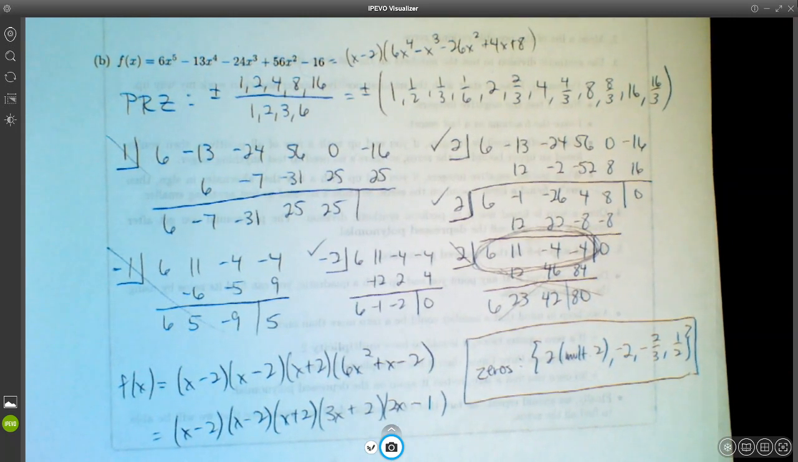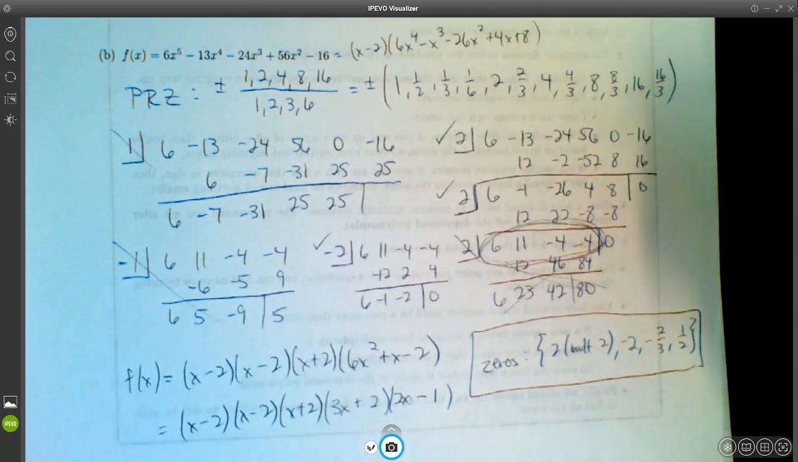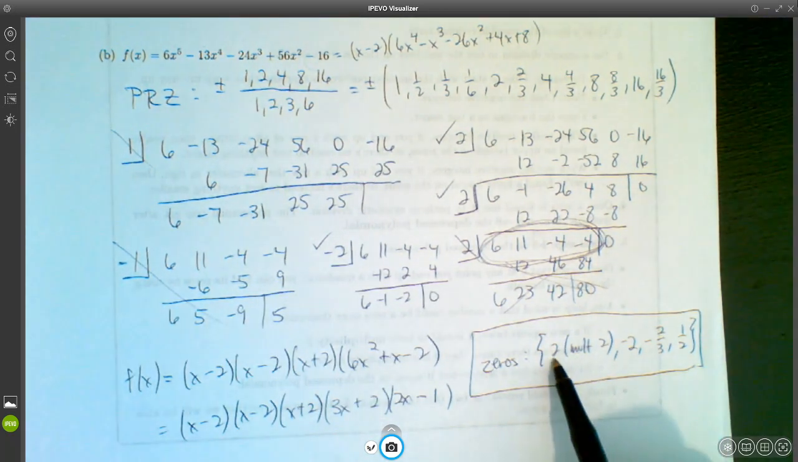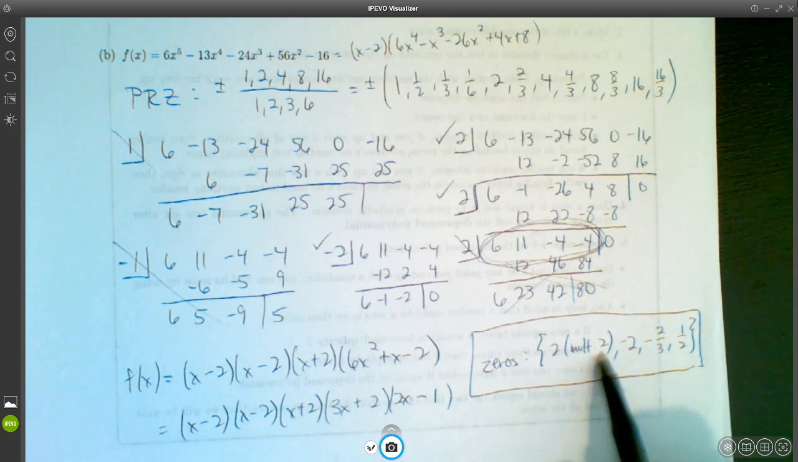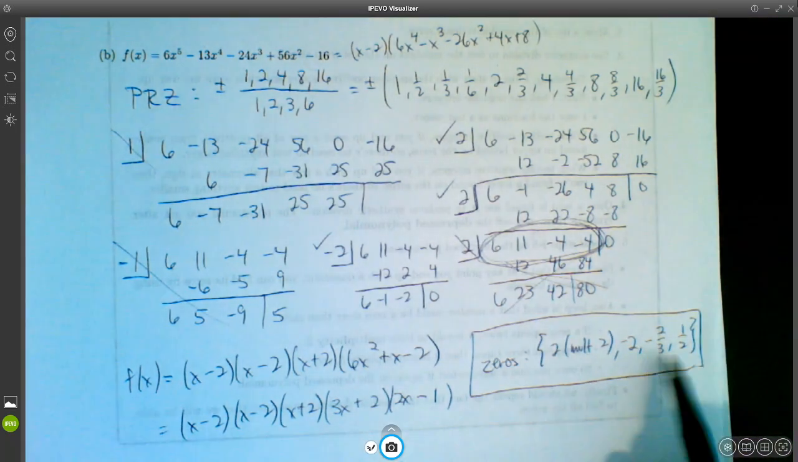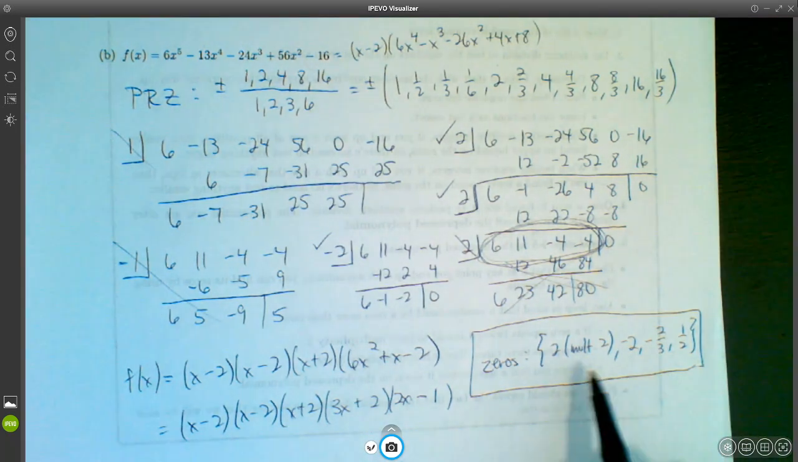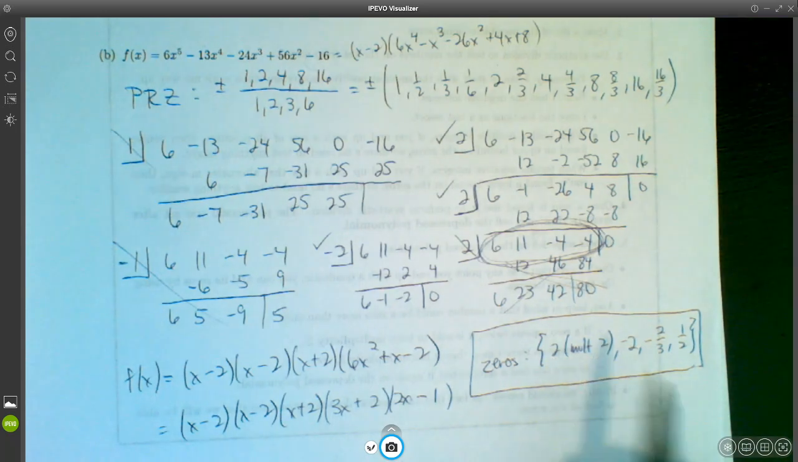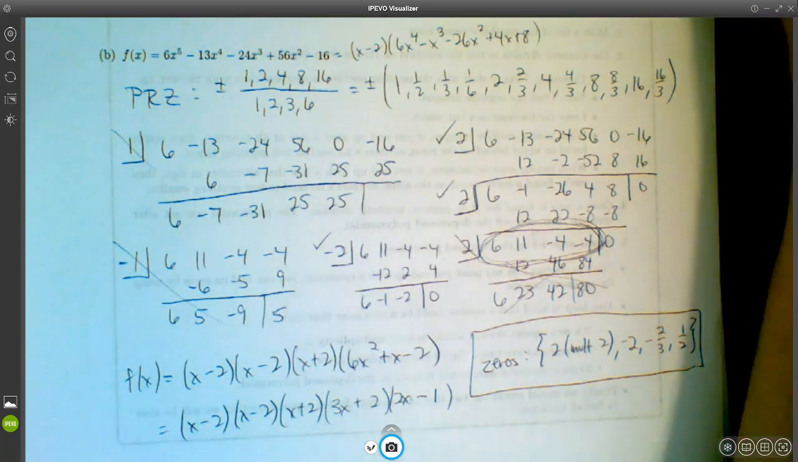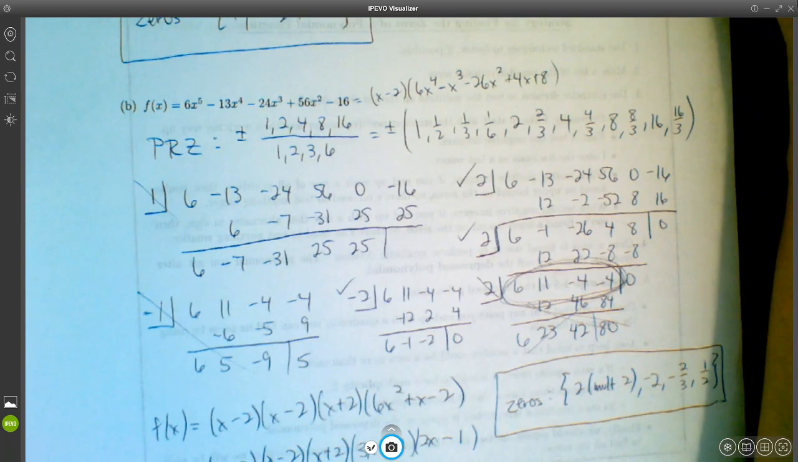Anytime you have a zero of multiplicity greater than 1, I want you to do this. I want you to tell me, this is a 0, and then tell me what its multiplicity is. If the multiplicity is 1, then you don't have to write multiplicity 1. But if it's more than 1, tell me what the multiplicity of that 0 is. Okay, so that's that. That one was a doozy. Let's look at another one.